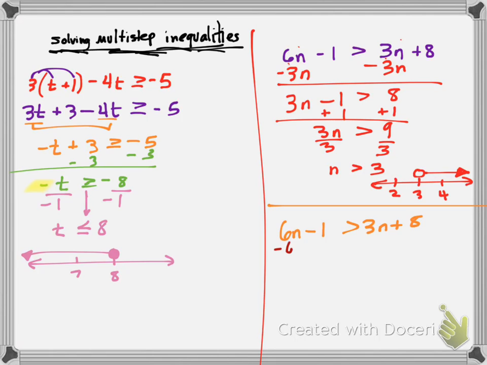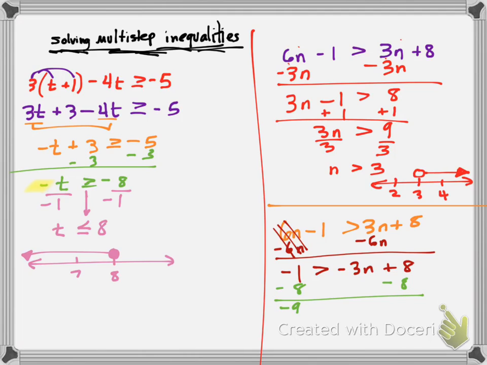So what I'm going to do this time, I'm going to subtract 6n from both sides. These cancel. I have negative 1 is greater than negative 3n plus 8. I can then subtract 8 to get negative 9 is greater than negative 3n. Once I have that, I can divide both sides by negative 3, which flips the sign. So now it's negative 9 divided by negative 3, which is 3, is less than n.